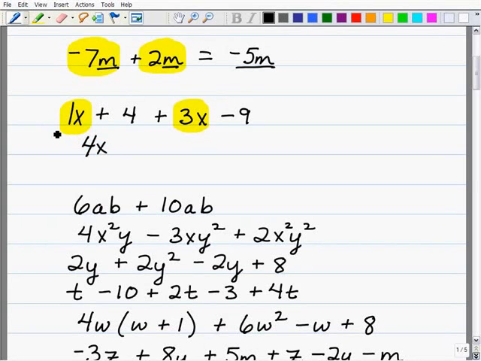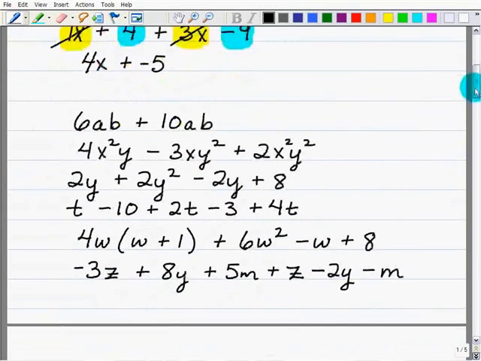And if you want, you can put one line through the terms like this just so you can keep track of what's going on. And now we have 4 and negative 9. Those are constants, and we can combine those into negative 5. And oftentimes, students understand the concept, but they go too fast, and they'll mess up on their integers. So take your time and write neat.